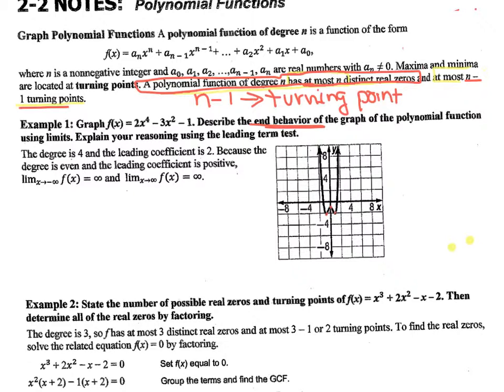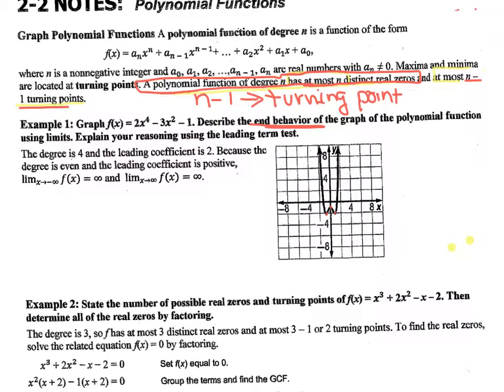So they have here the limit of the function as x approaches negative infinity. What is happening to the function? It goes to positive infinity, and that's what you have here. The limit of the function as you move to the right: what happens? It goes up, so it's positive infinity. And that's all we have to give for this one.